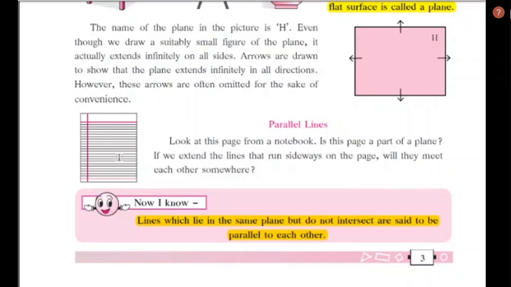Students, look at this picture. This is a notebook page, and these are parallel lines on the page. This page is a plane. Lines which lie in the same plane but do not intersect are said to be parallel to each other.